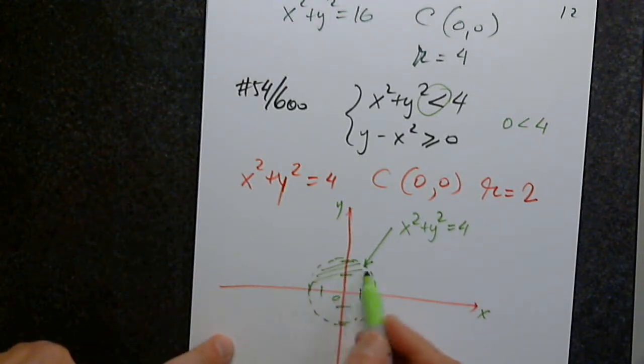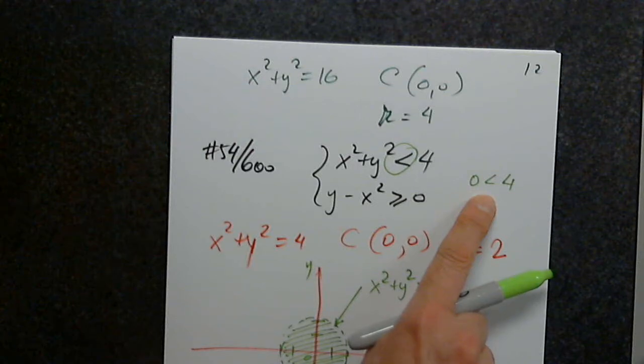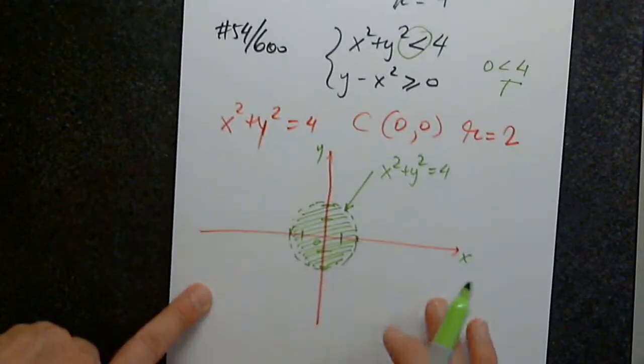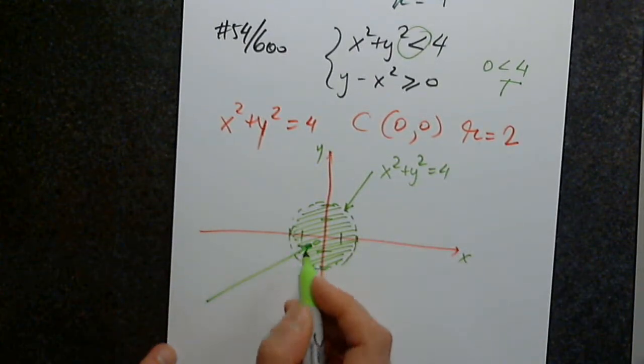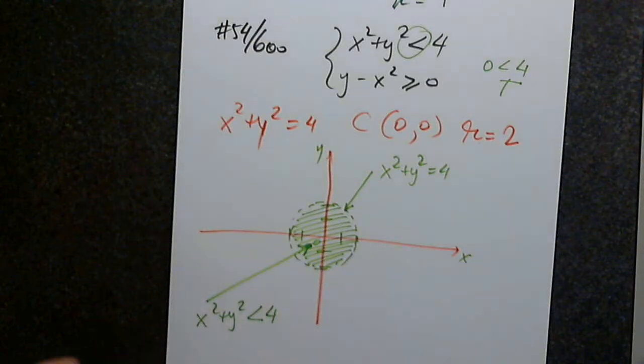It's true. 0, 0 is less than 4. So it's true. So the inside, the green territory, represents solutions to x squared plus y squared less than 4.